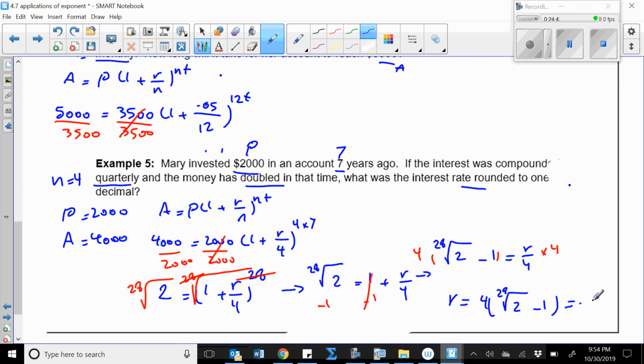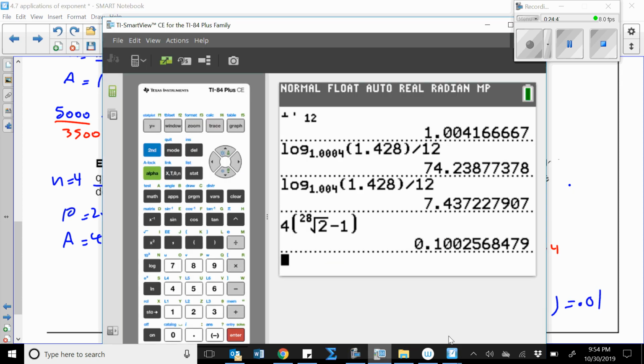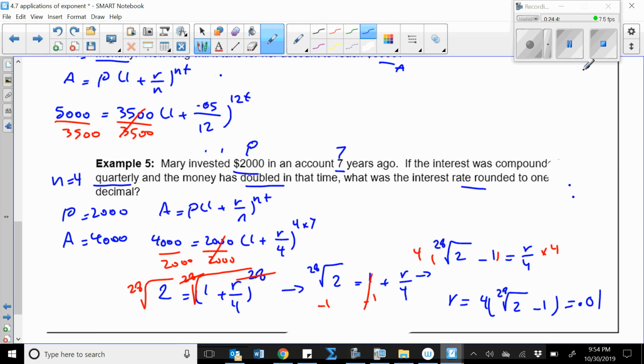0.01. So r is 0.01. Oh, I'm sorry, it's 0.1. It's just 0.1. Let me fix this for you. It's 0.1. So that's the rate of this interest actually.